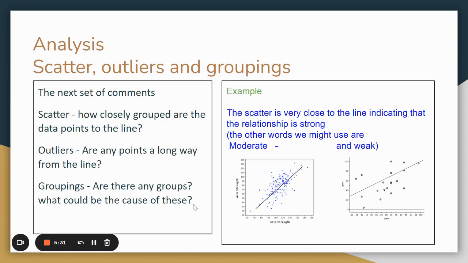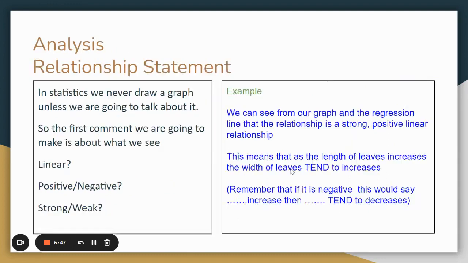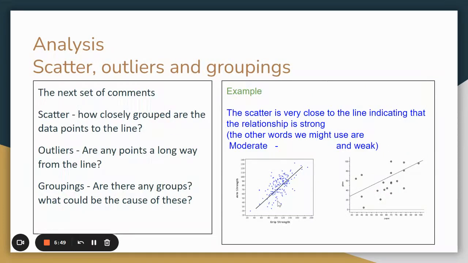Then we move on to our next paragraph, and our next set of comments, we want to talk about the scatter, the outliers, and the groupings. So the scatter is about the dots around our line, and as we saw in our graph, it's very tight. That means that we are calling this relationship strong. In this one, it's not quite so tight, so we might go for the word moderate, and in this one, seems to be all over the place, even though there is a line of fit. So we call this one weak. There's not a lot of relationship between all those dots and the line.